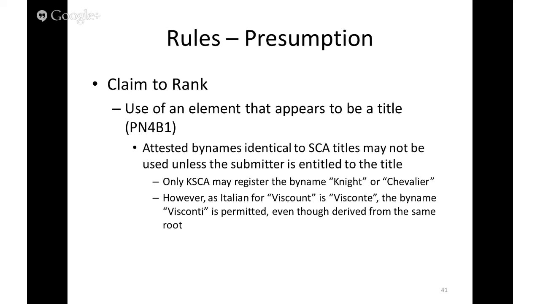So in Italian, Viscount, which is a protected title, is Visconte, with an E at the end. However, there's also the Italian byname Visconti with an I at the end. And it clearly derives from the same root, but it doesn't carry the same meaning. So that version of the name is permitted. It has to be the exact. It's only restricted if it's the exact title used in the SCA or one of the standard translations of those titles.